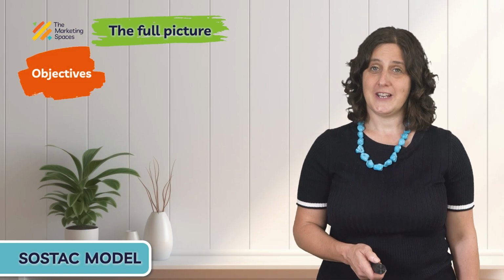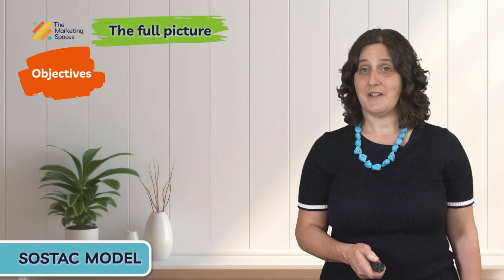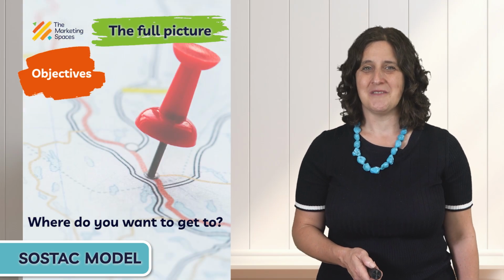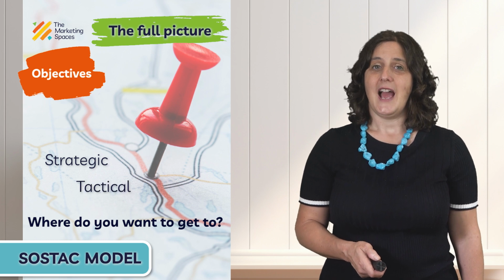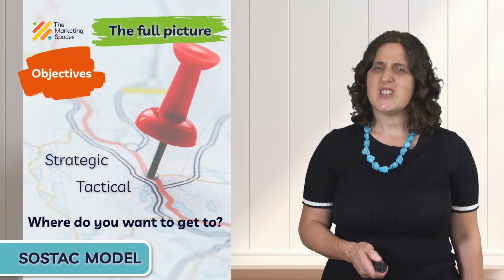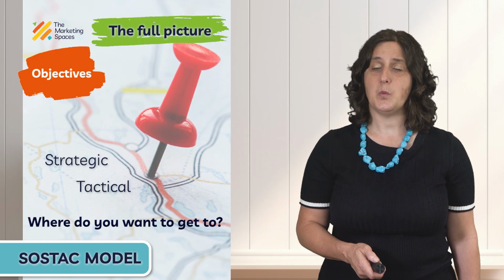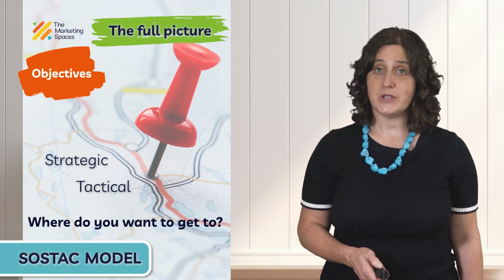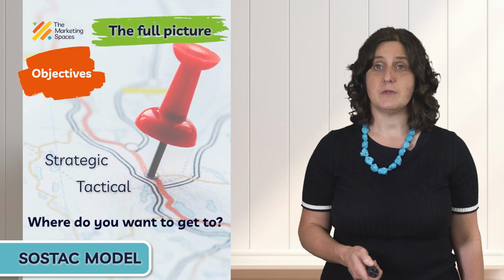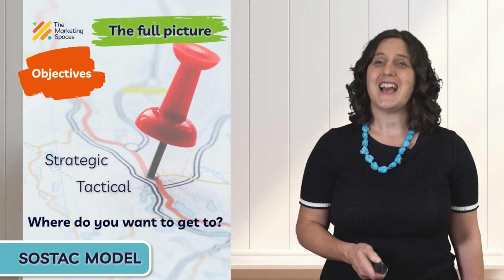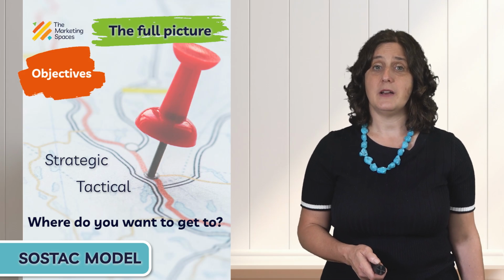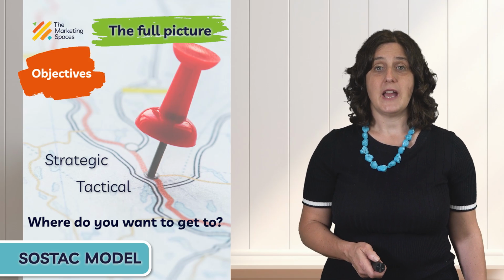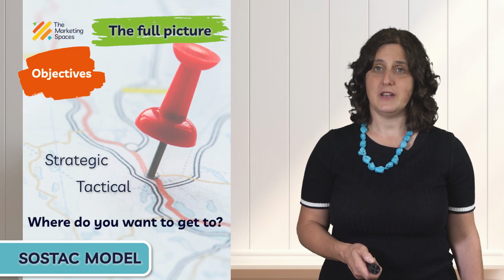The second part of SOSTAC is objectives. So we've had situation analysis, where are you now? Now we have our objectives. Where do you want to get to? Split these out into strategic marketing objectives and tactical marketing objectives. So your strategic marketing objectives are all around which products and services you wish to sell to which groups of customers, to which markets. Your tactical objectives are a lot more about the doing of marketing. And as we design your marketing and sales pipeline, these are the objectives that we're going to look at each part of the buyer's journey.